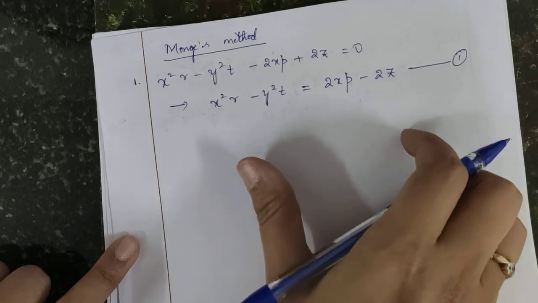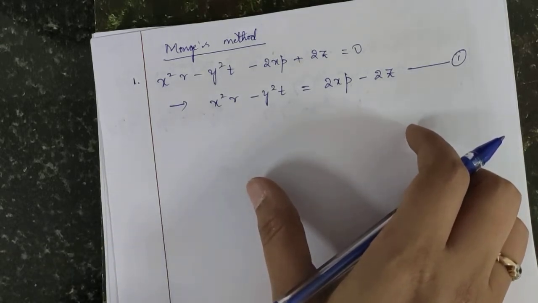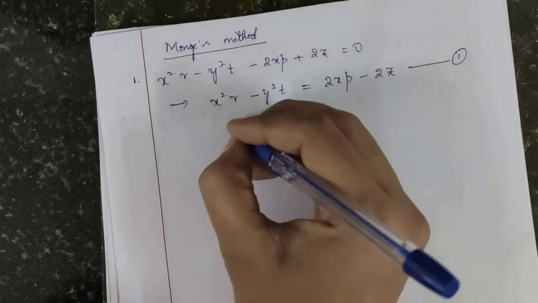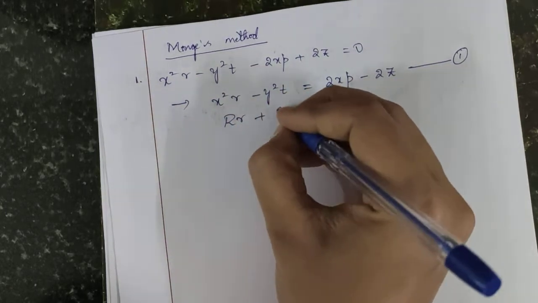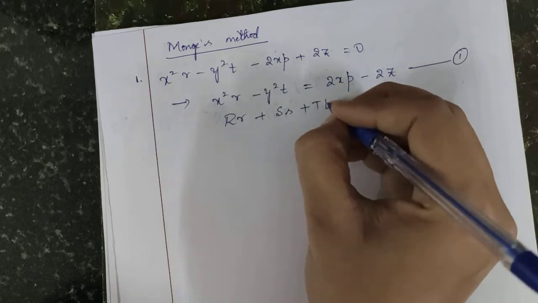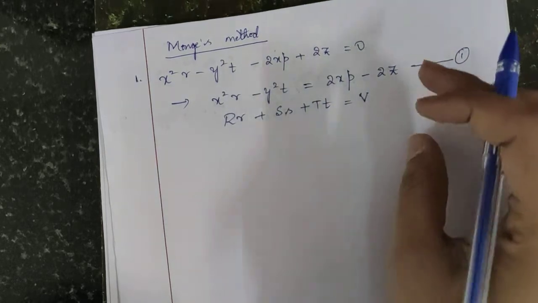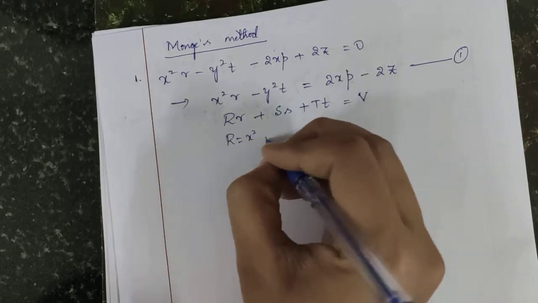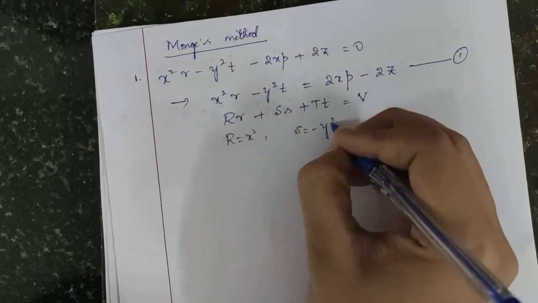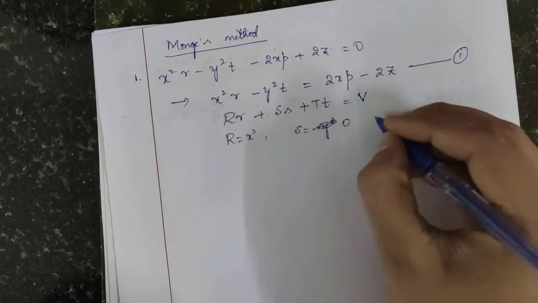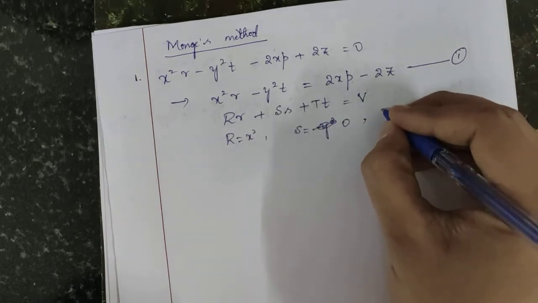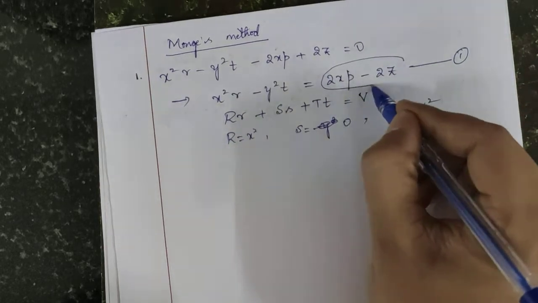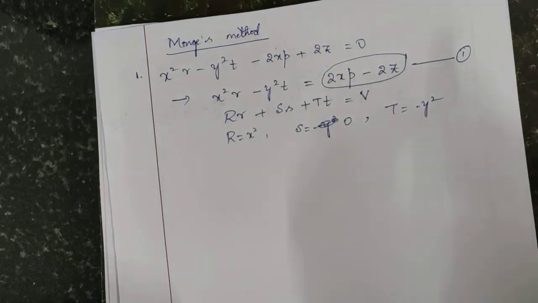Now what we have to do, I should consider the standard equation and compare this equation number 1 with the standard one, right? The standard equation is Rr + Ss + Tt = V. So if you compare these two, you will get R = x², S = 0 and T = −y². See, this is my V now, right?